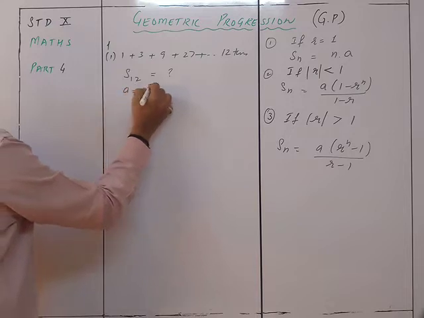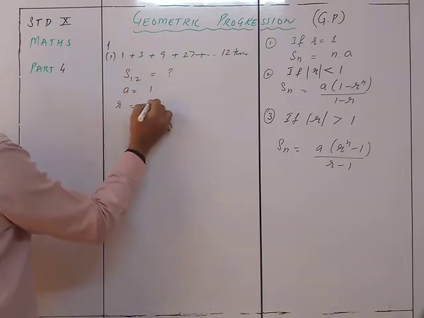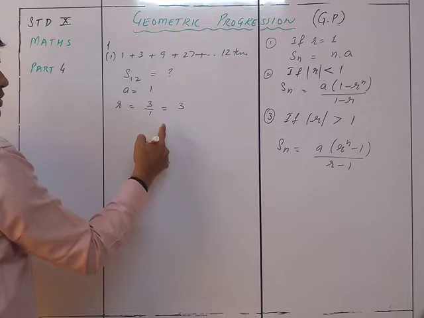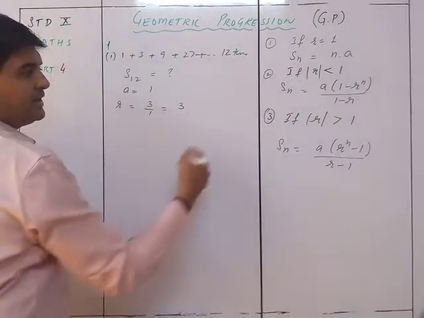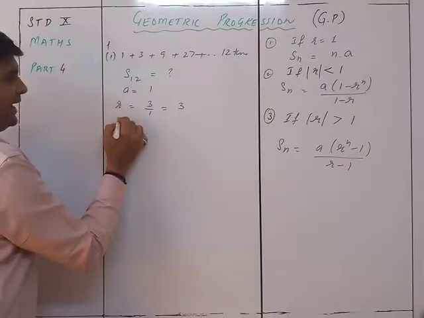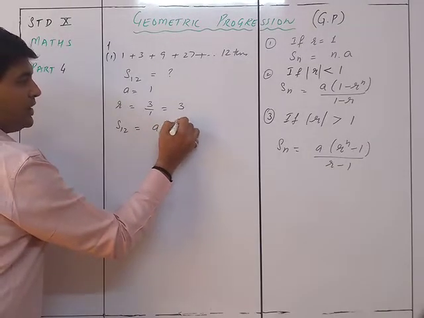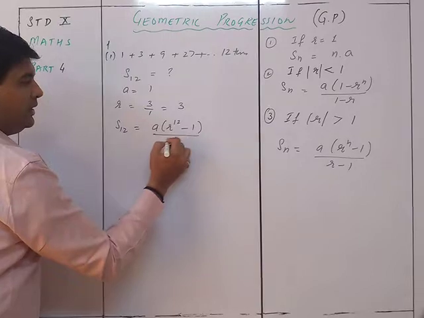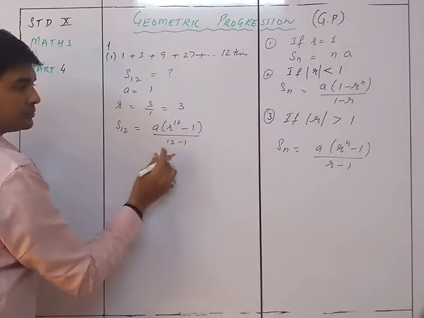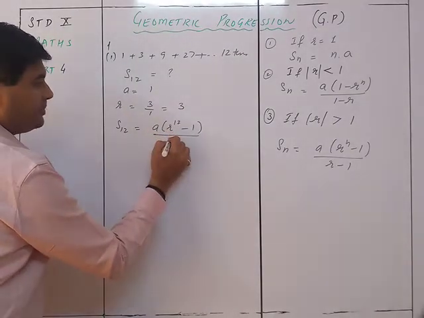We know A is equal to 1. We need to find out R. R is equal to 3 upon 1, which is equal to 3. So we can see R is greater than 1. So accordingly we will say S12 is equal to A times R raised to 12 minus 1 upon 12 minus 1. Sorry, not that, it will be R minus 1, which is 3 minus 1.